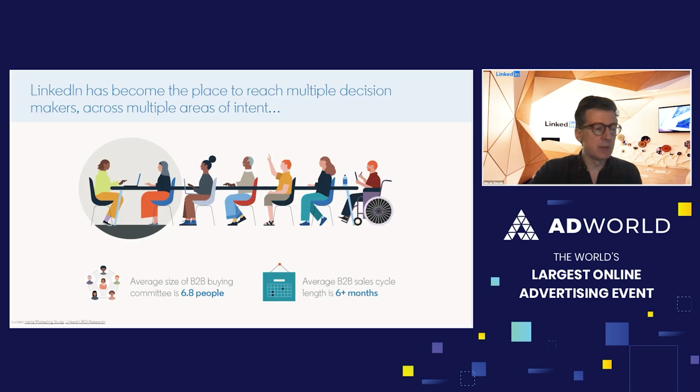LinkedIn really has become the main place to reach multiple decision makers across areas of intent. The average size of a B2B buying committee is usually about 6.8 people. These are people on the board, people from different departments that have an impact in that buying process. And LinkedIn is the main platform where you can reach and interact with those audiences at scale.